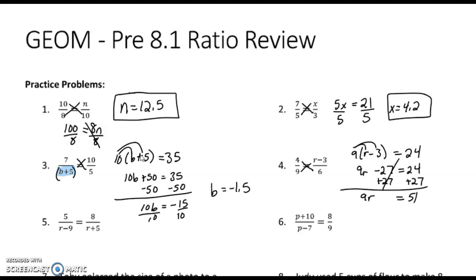And then we'll divide by 9. And I get 5 2/3, and that's our answer.